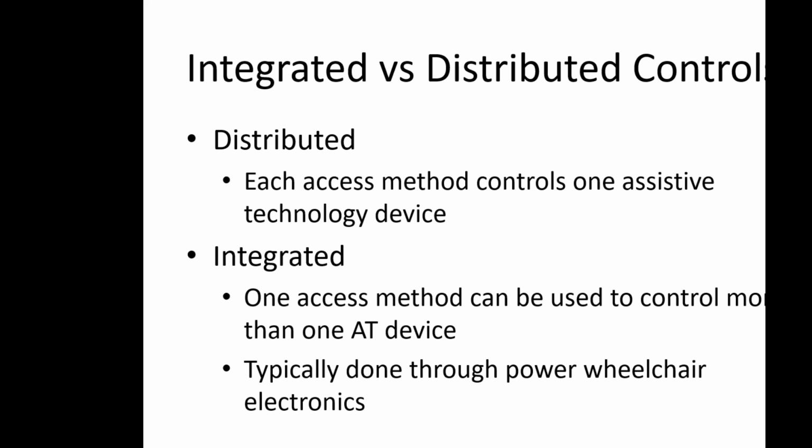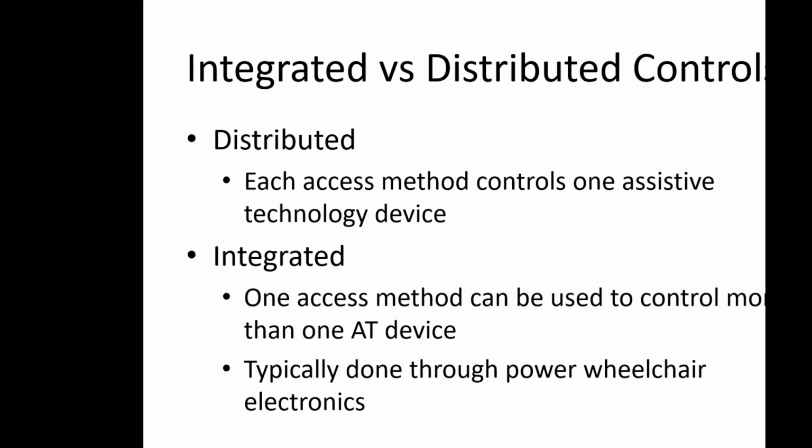The other thing we need to look at is integrated versus distributed controls, okay? So distributed means that the access method that we're selecting controls one device only, okay? So let's say we chose eye gaze. That's only going to access the augmentative communication device, okay? Versus integrated, where one access method is being used to control more than one device, okay?